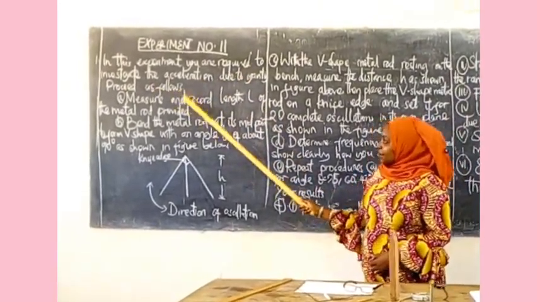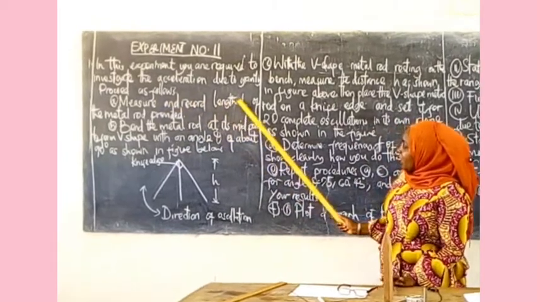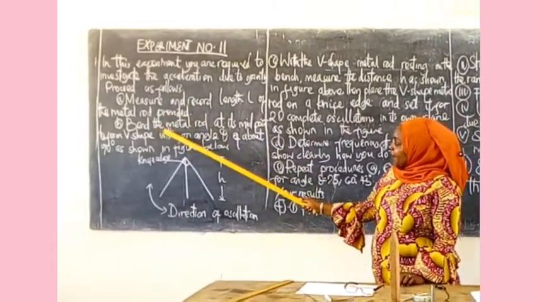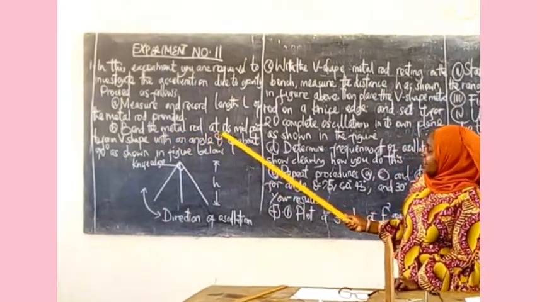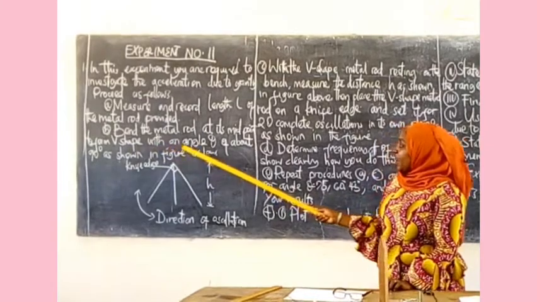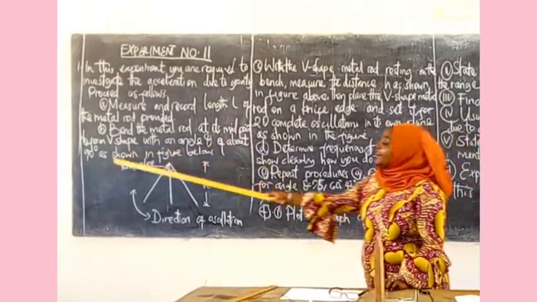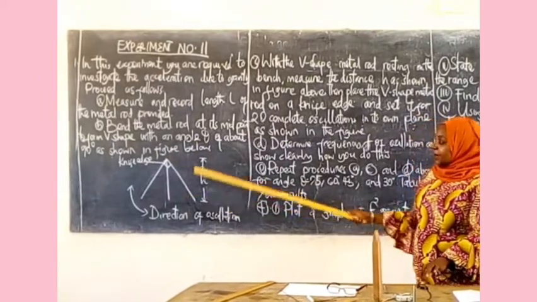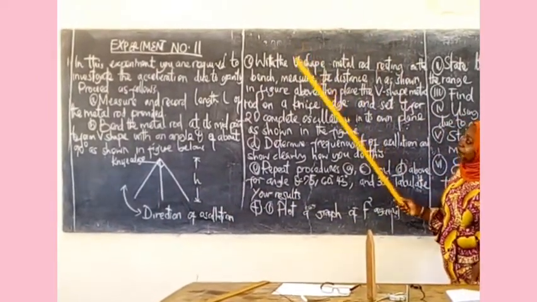Proceed as follows. Measure and record the length L of the metal rod provided. Bend the metal rod at its midpoint to form V shape with an angle of about 90 degrees as shown in the figure below. Utaseti kama figure yetu inavyoonekana.